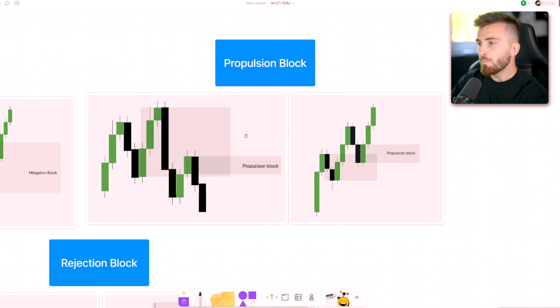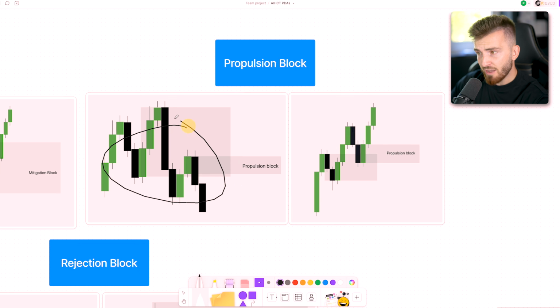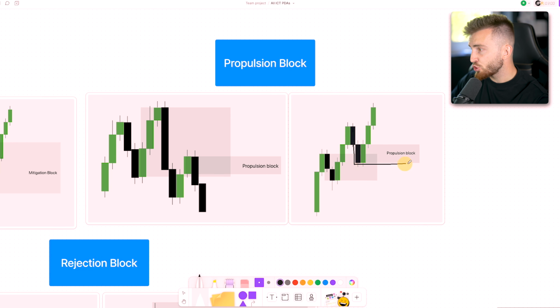So let's continue. Now, propulsion block. So the propulsion block is basically when we have this reversal, or when we have an order block. It doesn't have to be reversal. We normally have this counter trend move, right? And the propulsion block is basically the extreme of this move. So here in this case, we have the reversal, and the propulsion block is the top bullish candle before the move lower. The same thing on the continuation. We have this last down close candle before this move up after tapping the order block. That is the propulsion block.